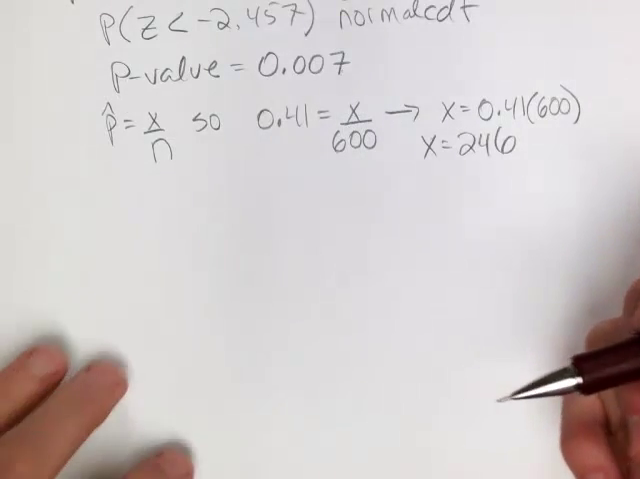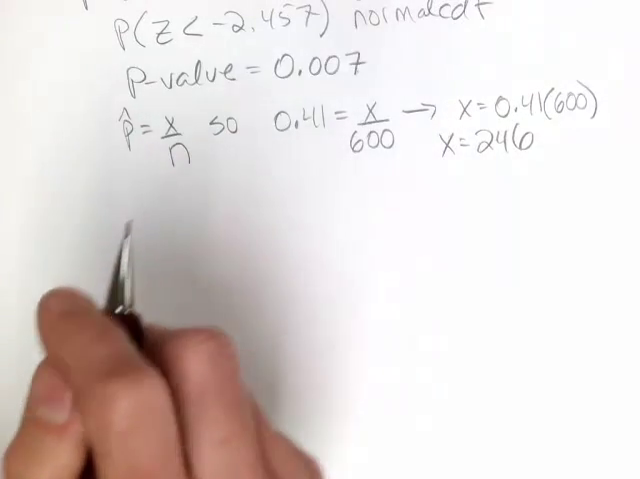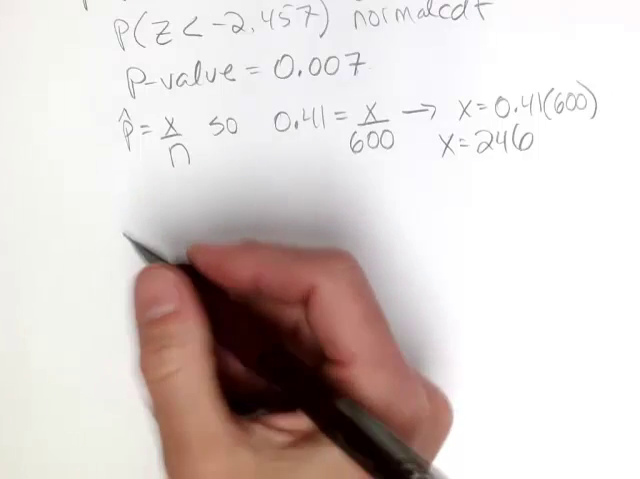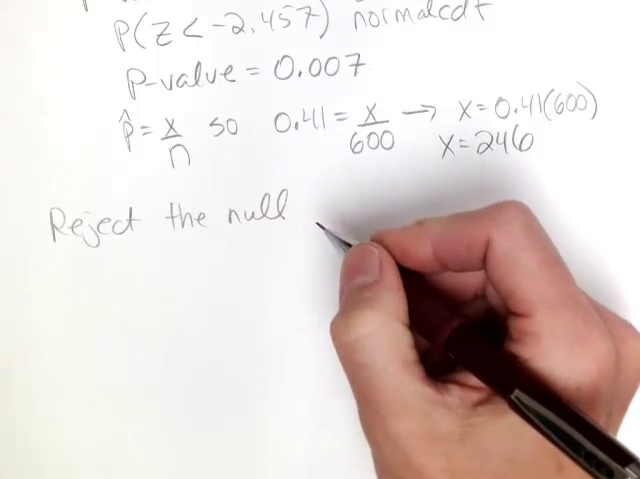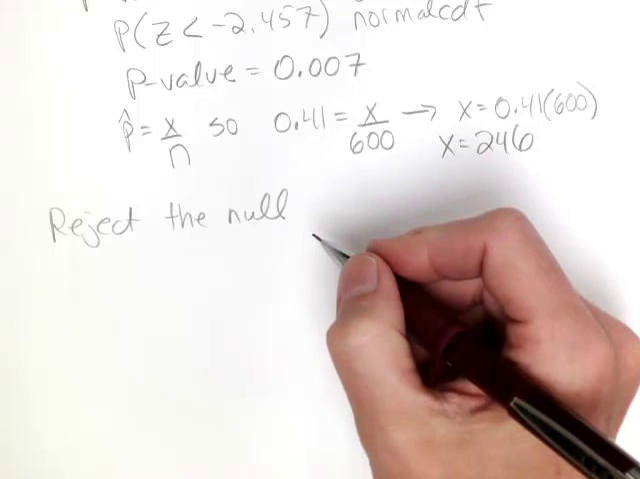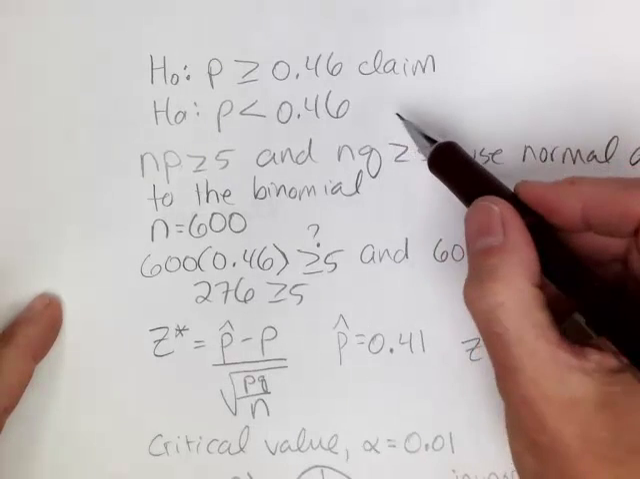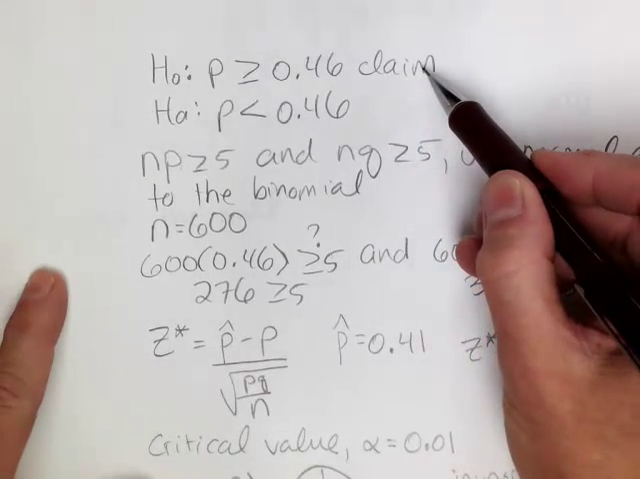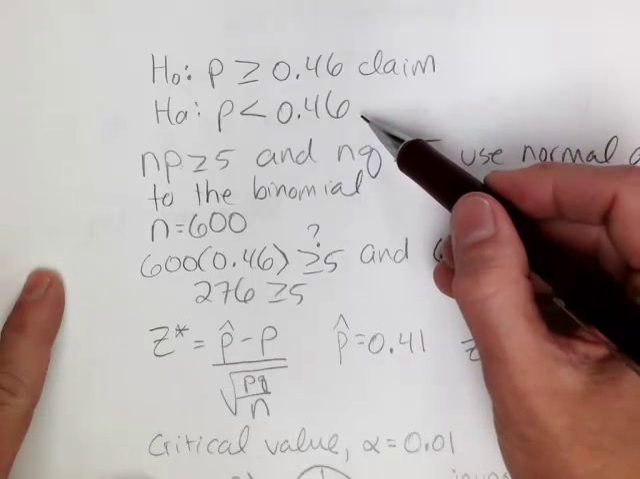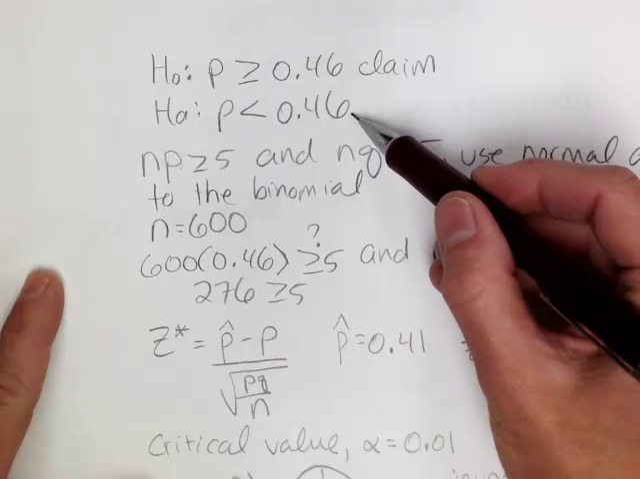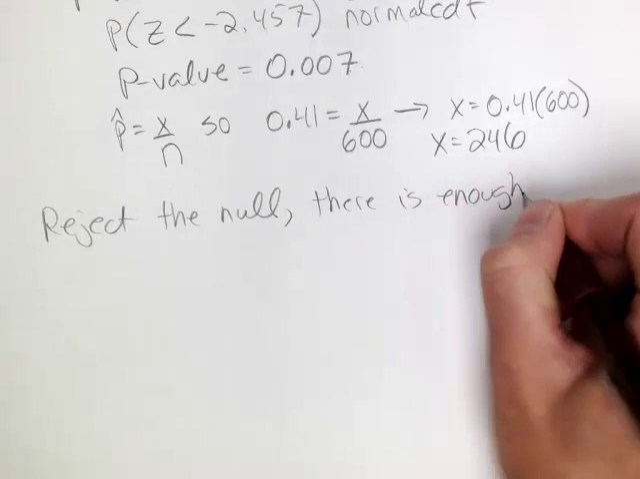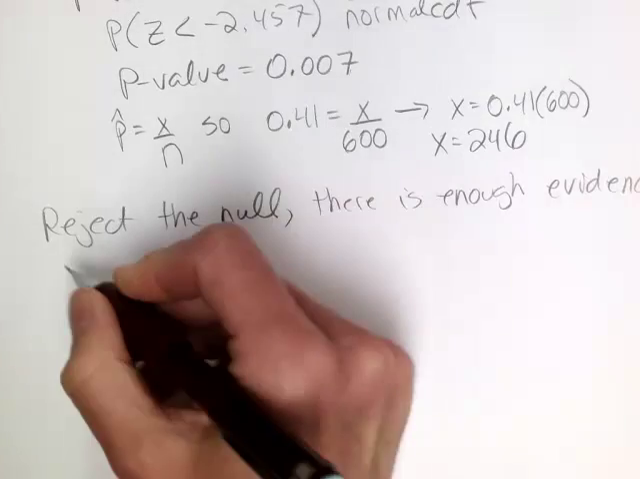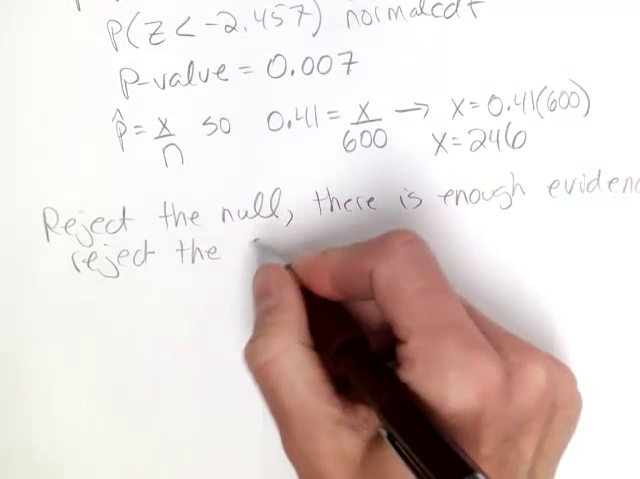So the conclusion at this point is that we are going to be rejecting the null, and the question is: is there enough evidence to reject the center's claim? Let's go back to our null and our alternative. The claim was the null hypothesis. So we are rejecting the null, and in this case we are rejecting the claim. To answer the question, there is enough evidence to reject the center's claim.